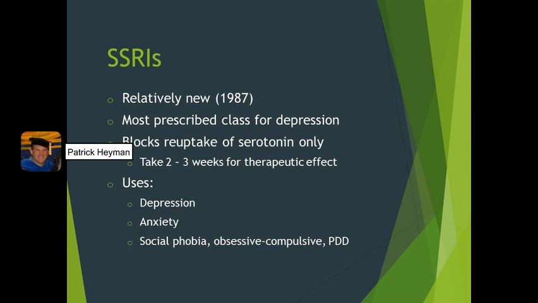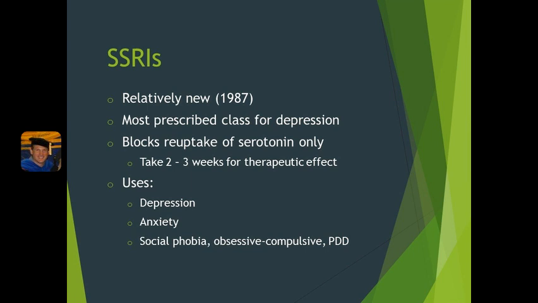Okay, next we have selective serotonin reuptake inhibitors. These are relatively new drugs, although, I mean, 1987 is 30 years ago. But they are relatively new when you're comparing them to the older drugs like tricyclic antidepressants and MAO inhibitors. They became the most prescribed class for depression very, very quickly, revolutionizing the treatment of depression. The very first drug was Prozac, fluoxetine, and there are entire books written about the subject, Prozac Nation, etc.